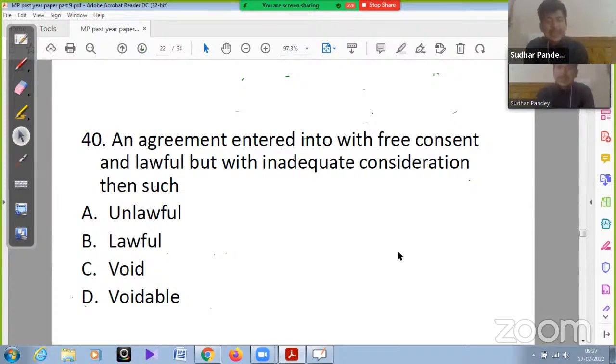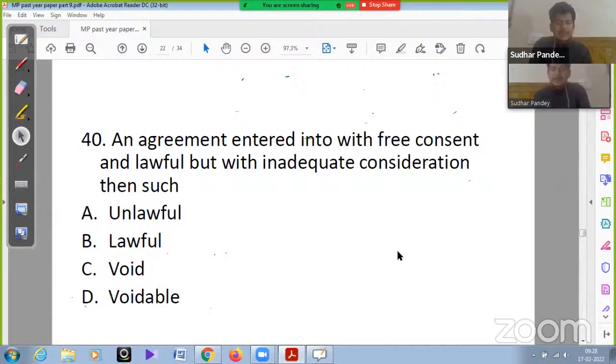Question number 40. An agreement entered into with free consent and lawful, but with inadequate consideration, then such an agreement... The word 'agreement' they haven't mentioned in the question paper, so I also haven't mentioned that. A, unlawful; B, lawful; C, void; D, voidable. An agreement entered into with free consent and lawful, but with inadequate consideration. Yes, Ankita Gupta ji, 39 ka D is the correct answer.